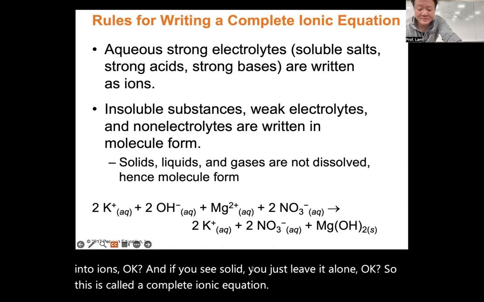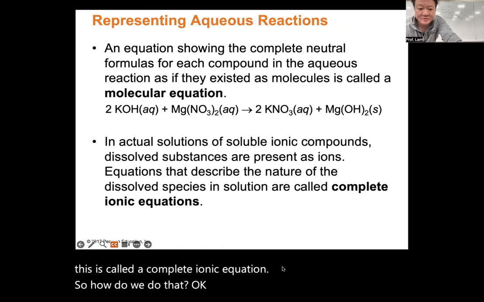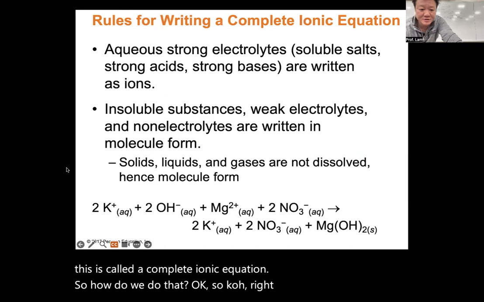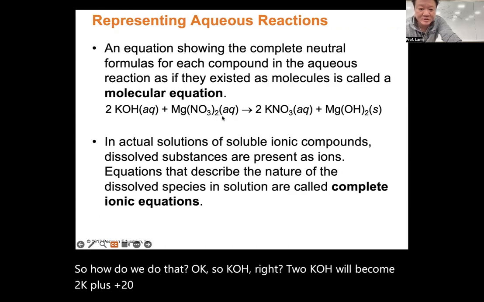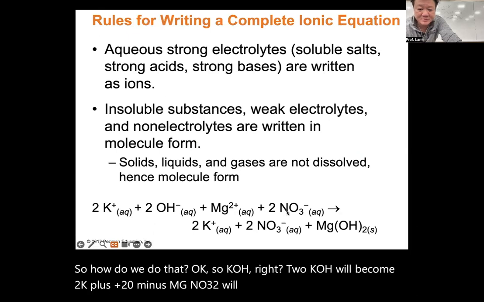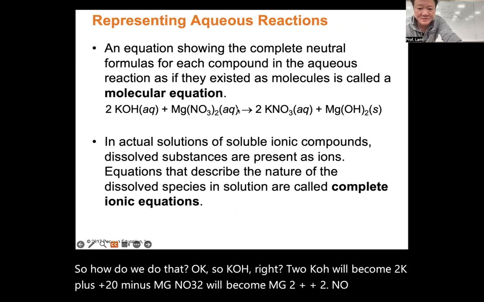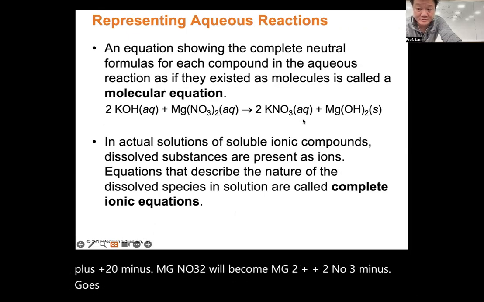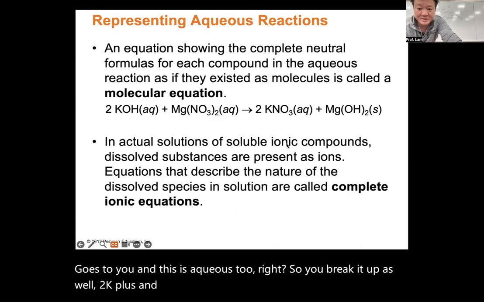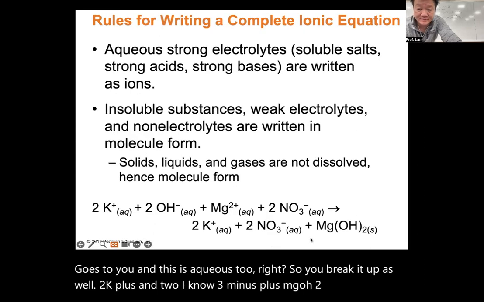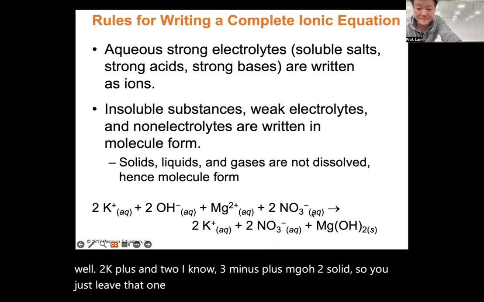So how do we do that? 2KOH will become 2K+ and 2OH−. Mg(NO3)2 will become Mg2+ and 2NO3−. Goes to, and this is aqueous too, so you break it up as well: 2K+ and 2NO3− plus Mg(OH)2 solid. You just leave that one alone.